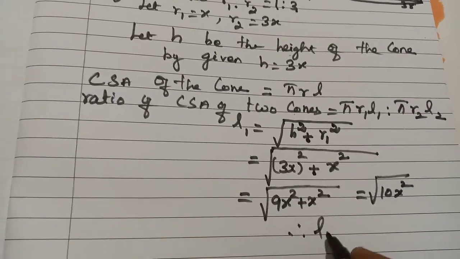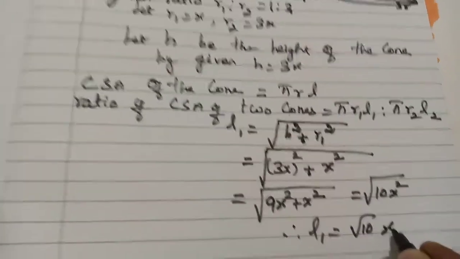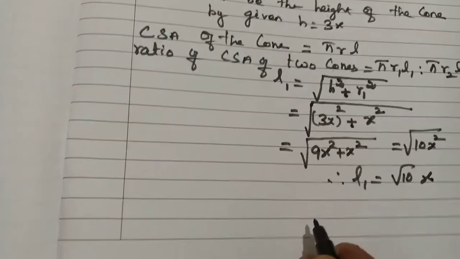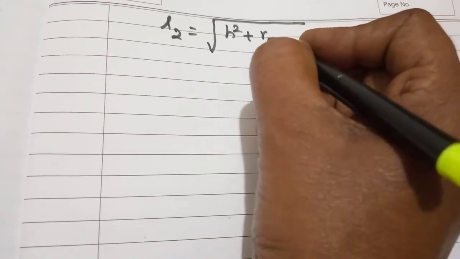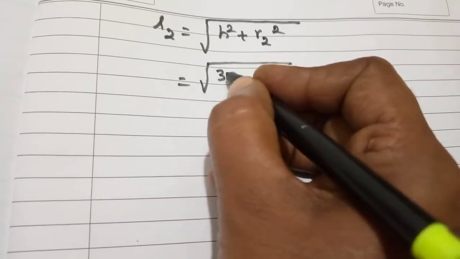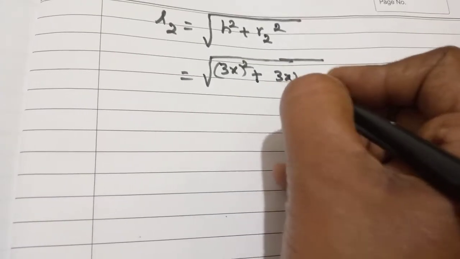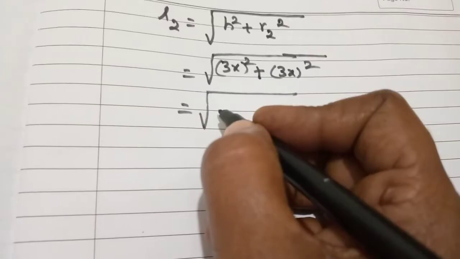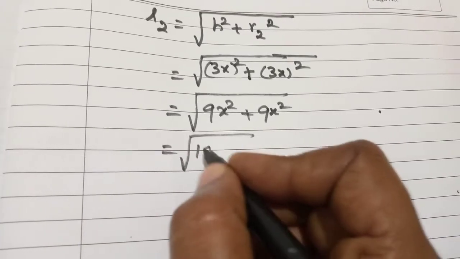Therefore, L1 can be written as square root of x square is x, so root 10 into x. Okay, let's find the L2 value. L2 is equal to the same formula, square root of h square plus r square. Here, in place of r we have to use r2 square, which is equal to square root of height 3x the whole square plus r2 is 3x the whole square, which is equal to square root of 9x square plus 9x square, which can be written as square root of 18x square.